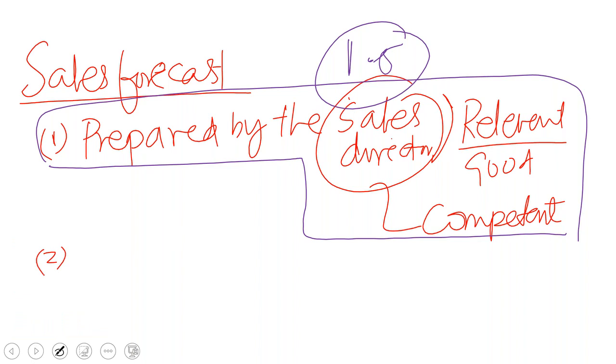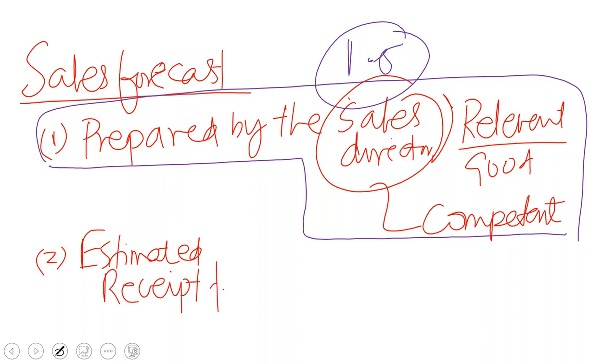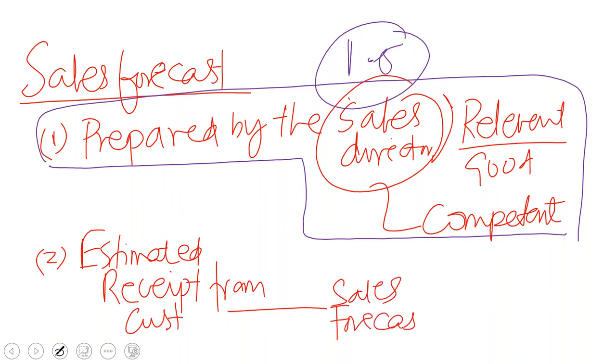Number 2 says that we had estimated receipts from customers. We had estimated receipts from customers on the basis of the sales forecast. So do sales and receipts have a correlation? Receipts from customers and sales forecast, do they have a correlation? Yes. So can I say estimated receipts from customers on the basis of the sales forecast is also right, and this is also correlated.